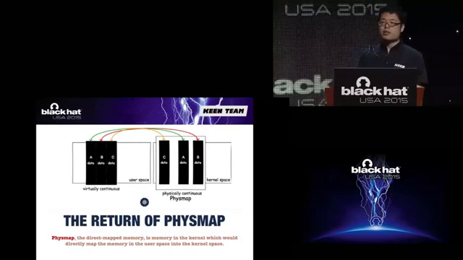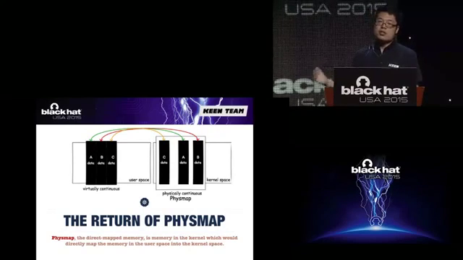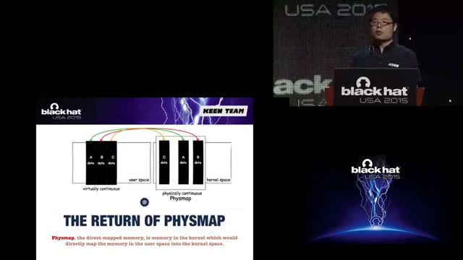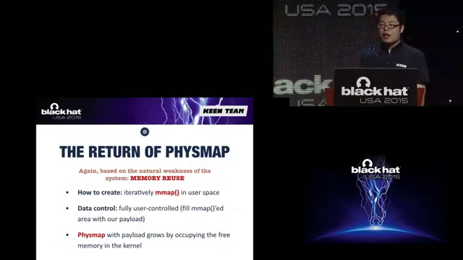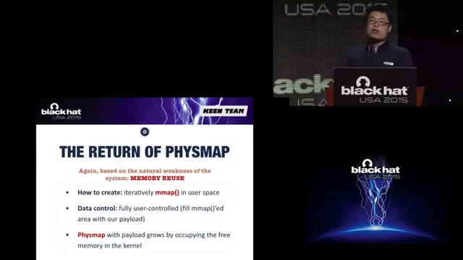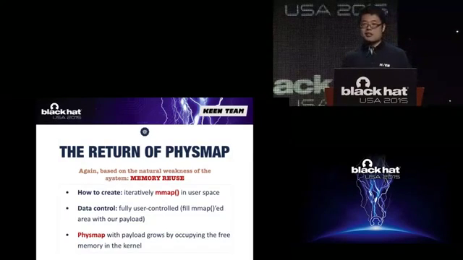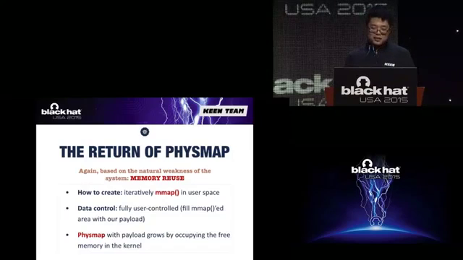Physmap, also called directly mapped memory, is just a mechanism which directly maps the memory in user space into the kernel space for promoting the efficiency of the kernel. You can take a look at this picture: in the physmap, all of these pages are physically continuous. So here's my idea. I want to use the physmap to do the overwriting. Note that the physmap is not a kernel object, so it has its own advantage.